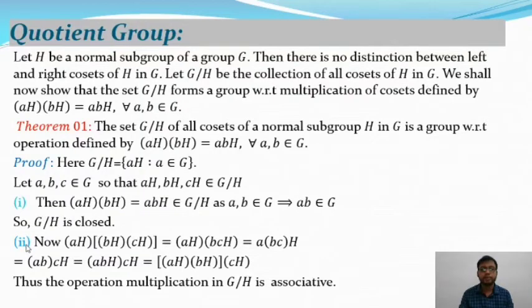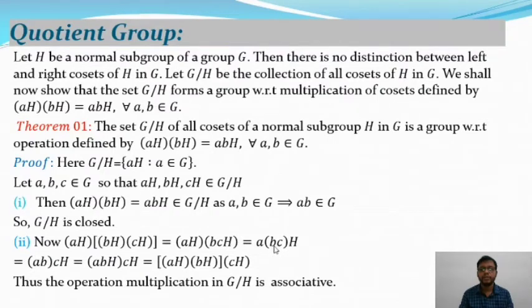Now move on to the second property of the above theorem. Now (aH)(bH)(cH), where (bH)(cH) is in the third bracket and equals to (bc)H. Applying the above relation in the third bracket we will get (bc)H. So (aH)(bH)(cH) equals (aH)((bc)H). And again applying the above relation we get (a(bc))H.